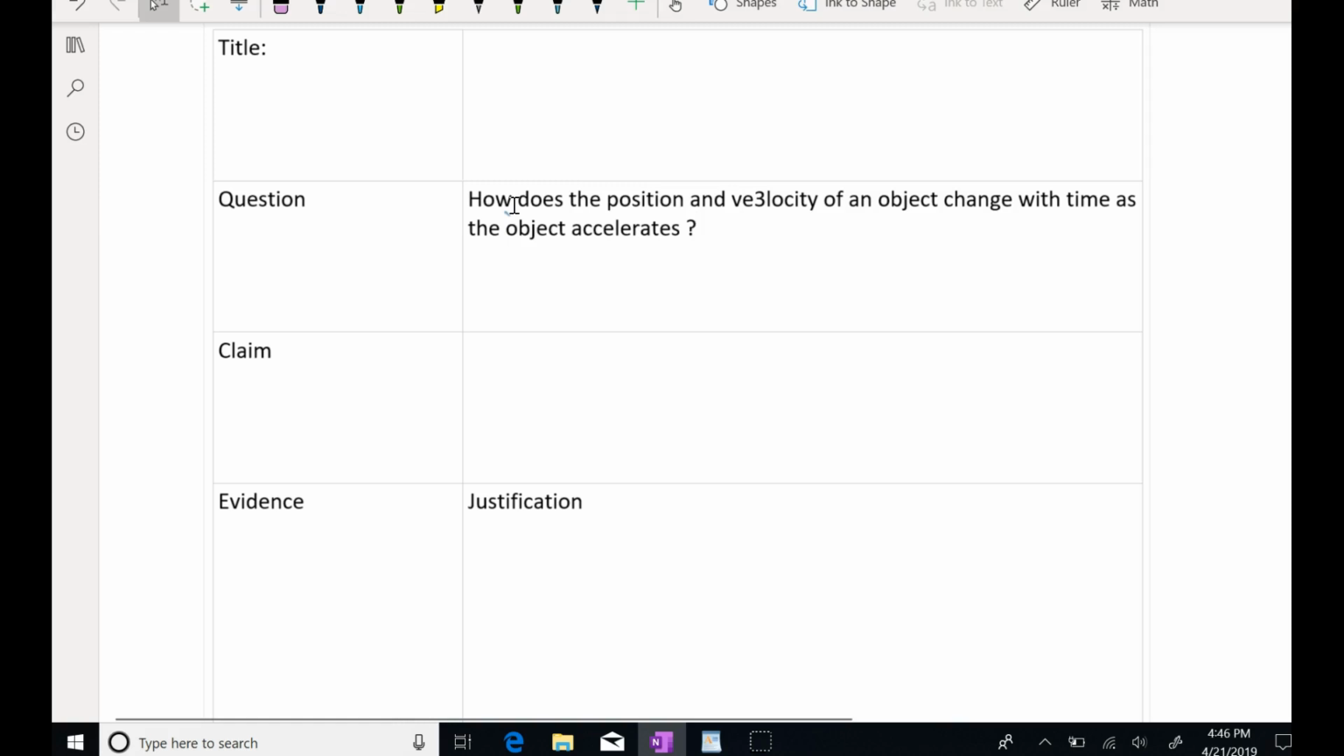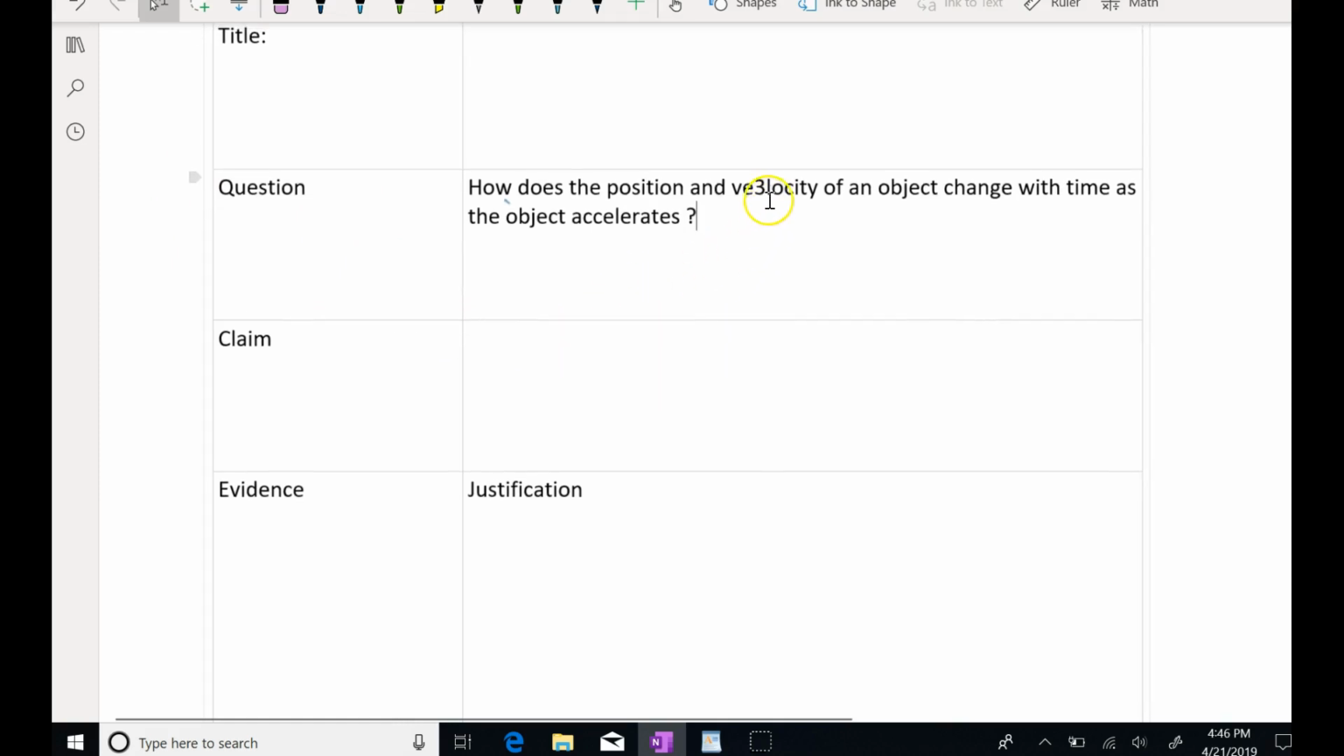Then coming to the claim, it must always answer the question. So if my question was how does the position and velocity change, then the claim must directly answer this question. Since there are 2 parts to the question, I can make the claim in 2 parts. So in the first part, I'm going to say the position of an object, and I'm going to leave this blank because I'm going to allow you to think and write the answer to this question. So the position of an object, you are going to say here, how does it change with time as the object accelerates?